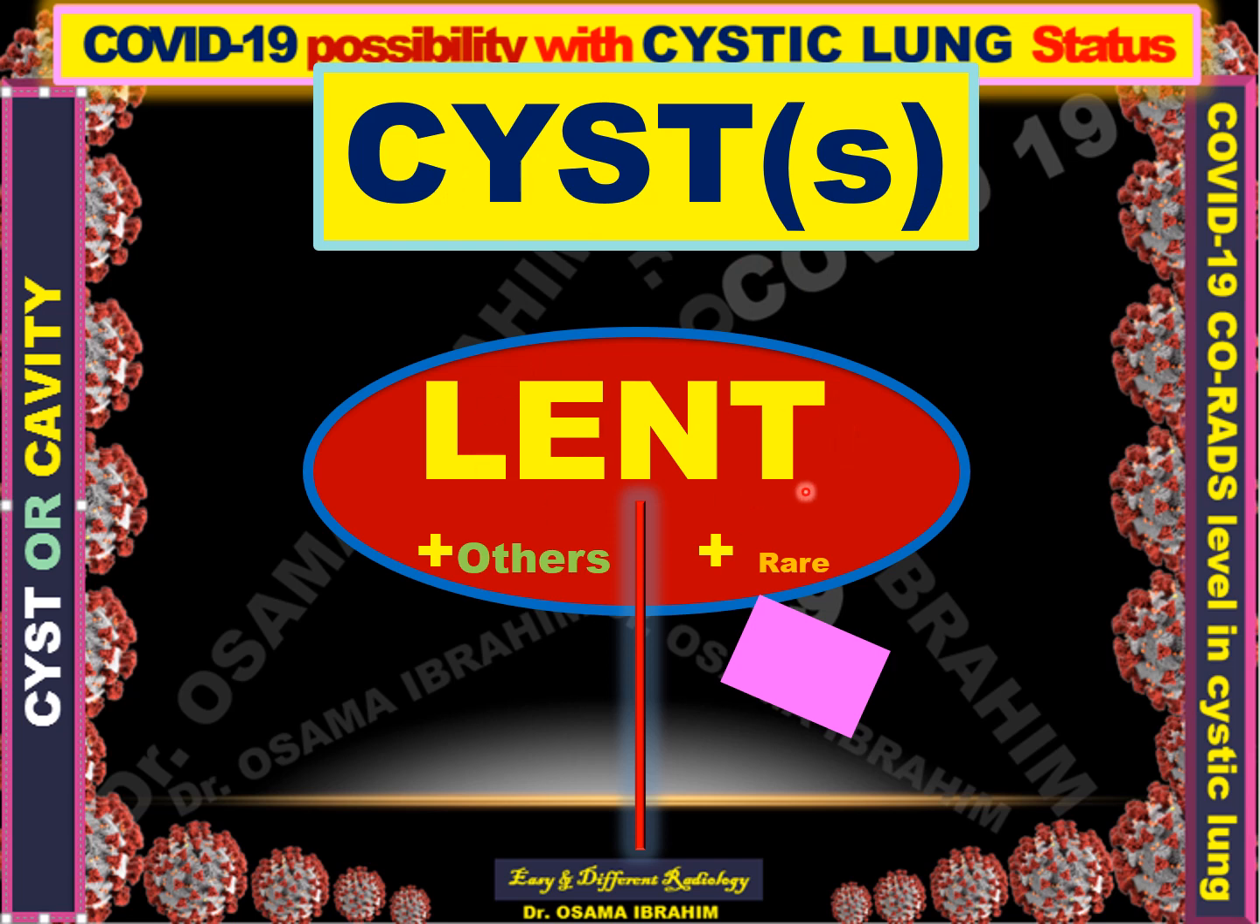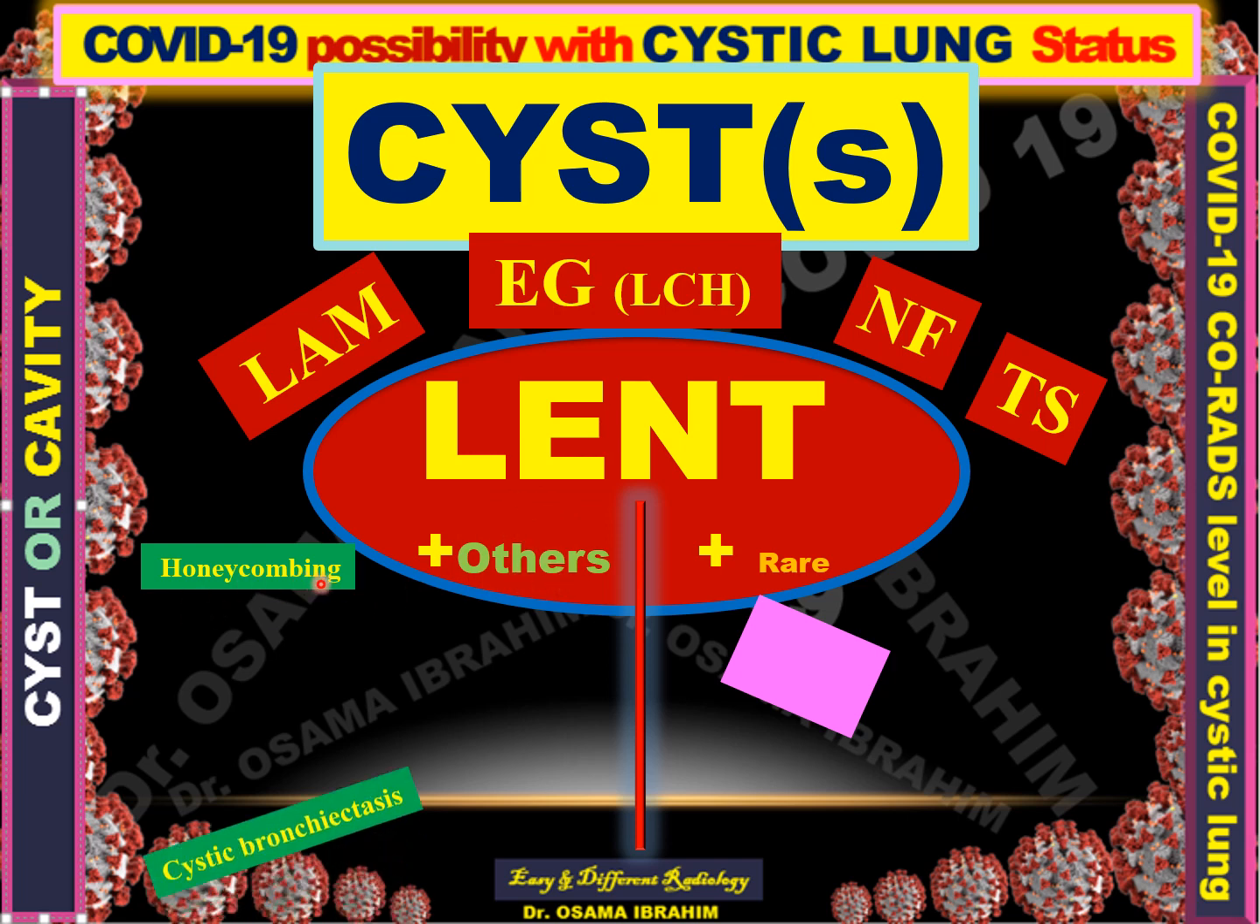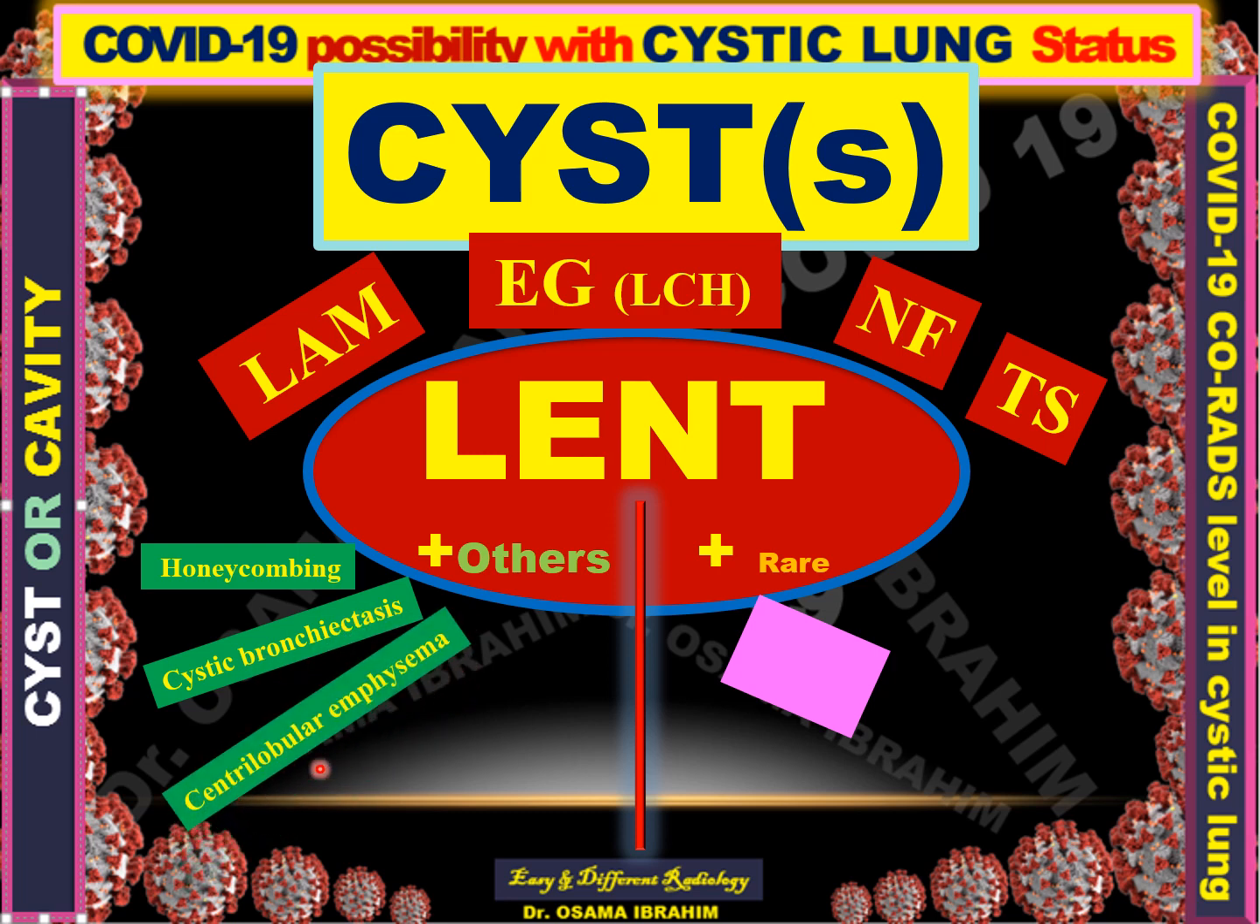First, when presented with cysts, the most common cause is the LINT diseases. LINT represents LAM, LCH, NF and TS, and these are the four red diseases which can cause cysts in the lung. The second group is the others, and the others are honeycombing, which can be differentiated by the distribution of the cysts at the subpleural surface, arranged in rows. Cystic bronchiectasis: if the cysts are communicating with the bronchial tree, I consider it cystic bronchiectasis. And centrilobular emphysema: if the walls of the cysts are imperceptible, or can't be seen, and also if there is a central dot sign of the central arterioles, this can help recognize the diagnosis of centrilobular emphysema.